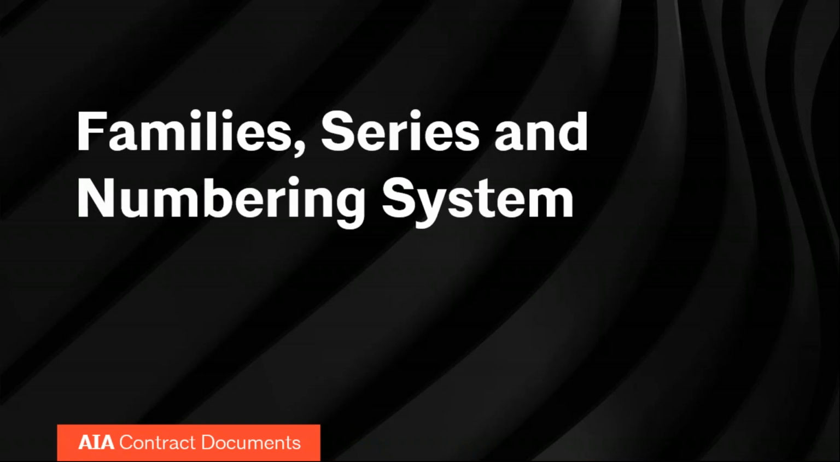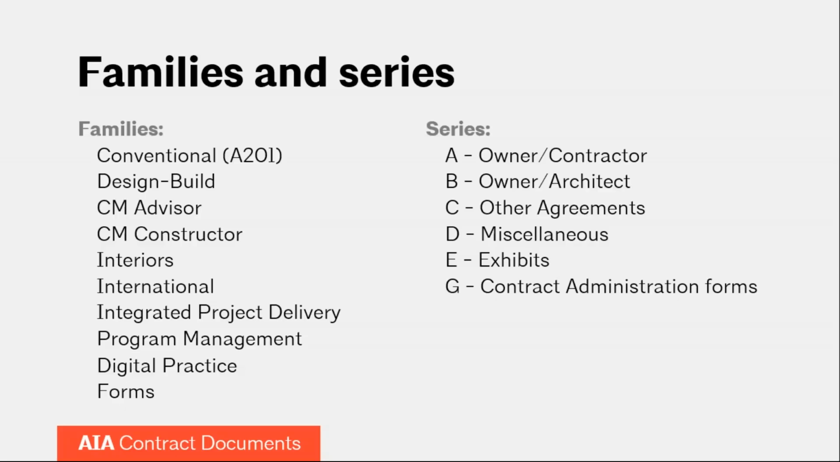Thank you, Sal. Today I'm going to take you through a brief overview of the AIA contract documents and then walk you through the numbering system. So the documents are organized into families. That's that column on the left. The most commonly known are those that pertain to the A201 general conditions and conventional delivery methods. And they're designed to work with the most conventional projects.